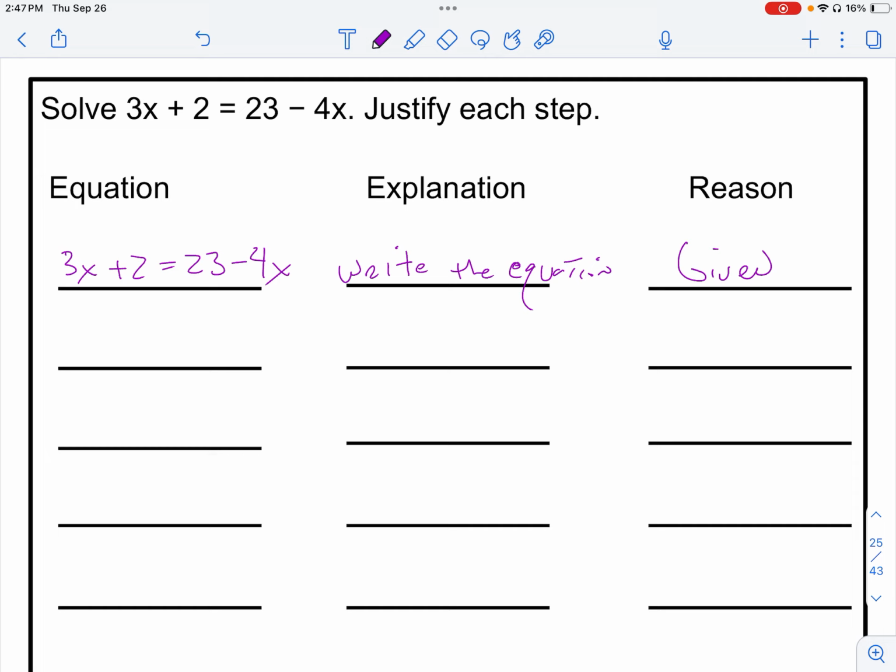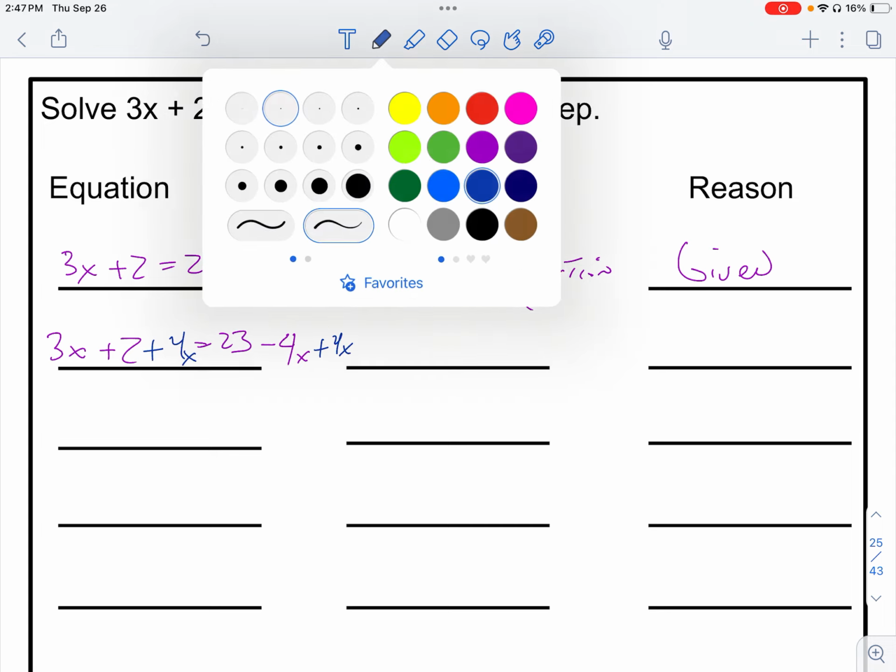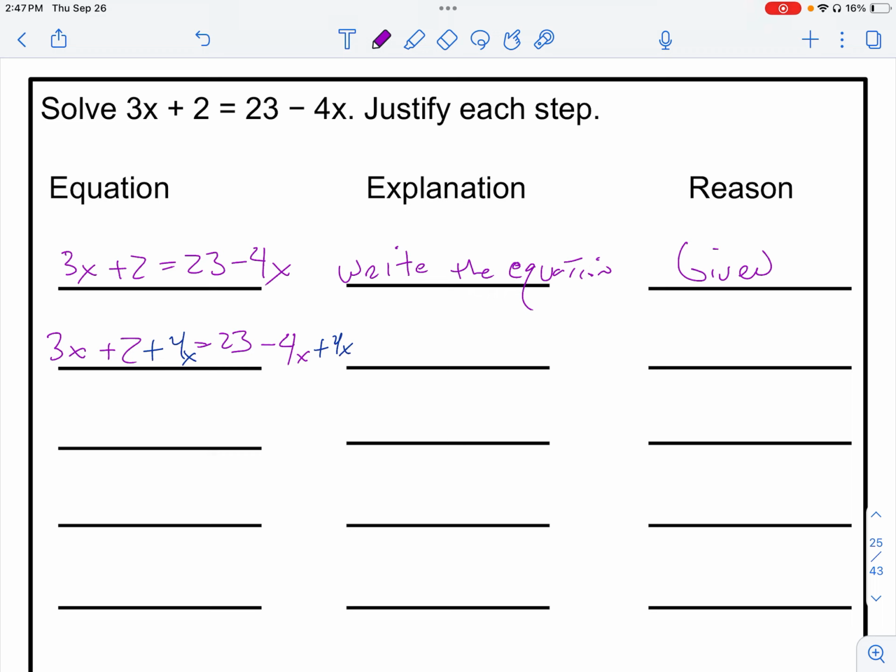Then we want the x's on the same side, so we get 3x plus 2 plus 4x equals 23 minus 4x plus 4x. There's an x over there too that I almost missed. So what did we do? We added 4x to each side. And that's our addition property.